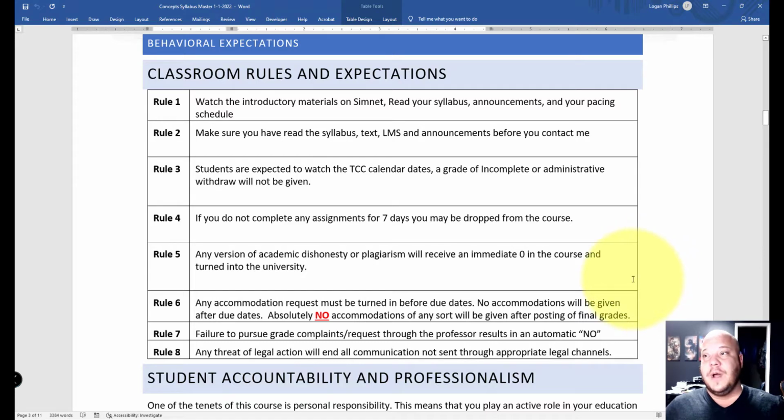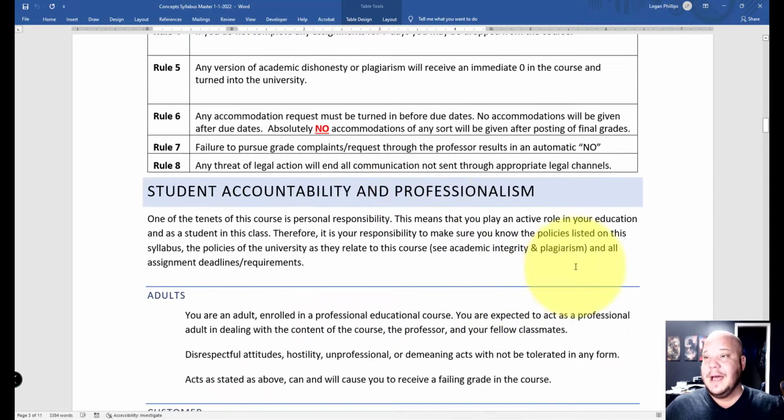So real quick, read your materials, go over your materials before you ask me a question, do at least one assignment every 7 days, and talk to me if you're having an issue. That alone will make your class go extremely smoothly. And that's all these rules are stating. And of course, don't cheat. If you cheat, you're gone.